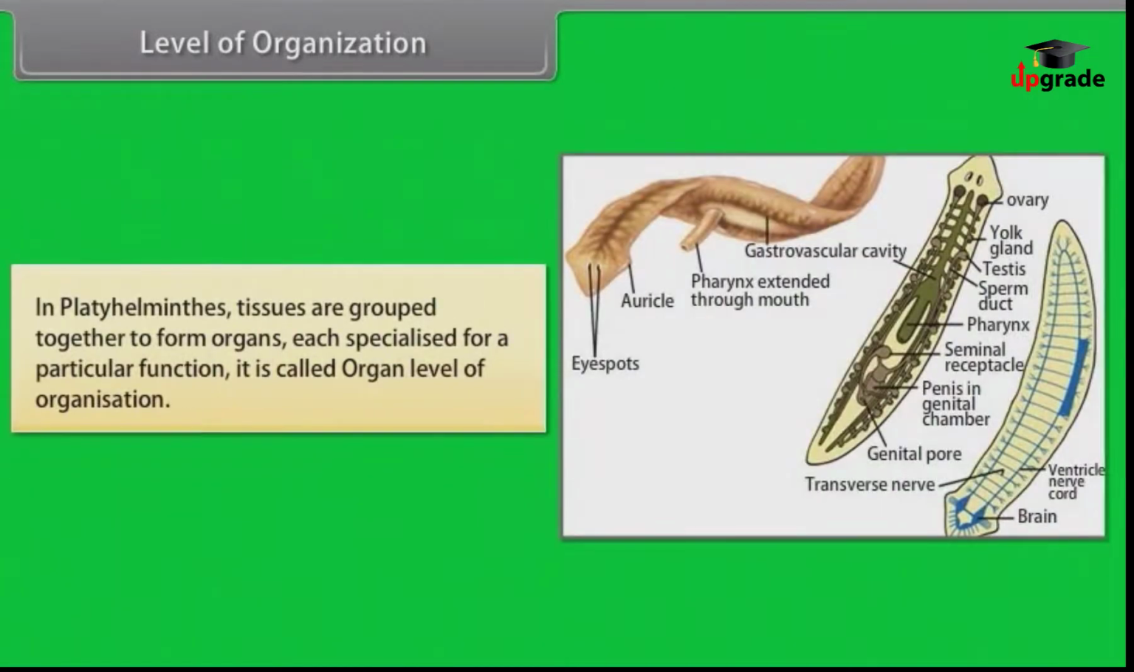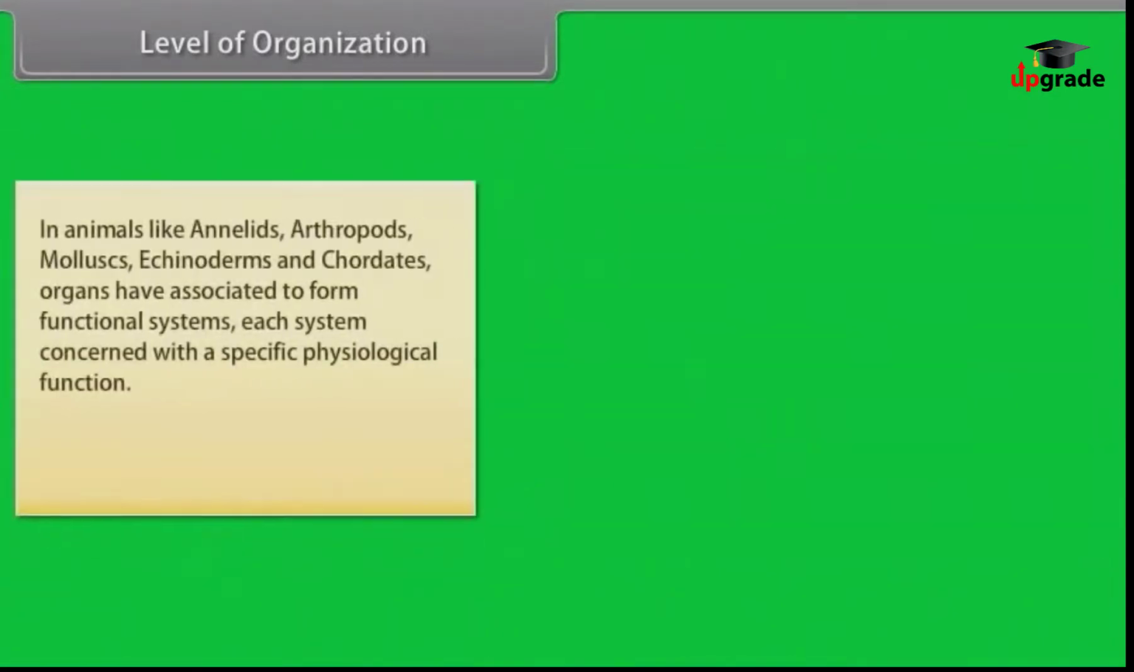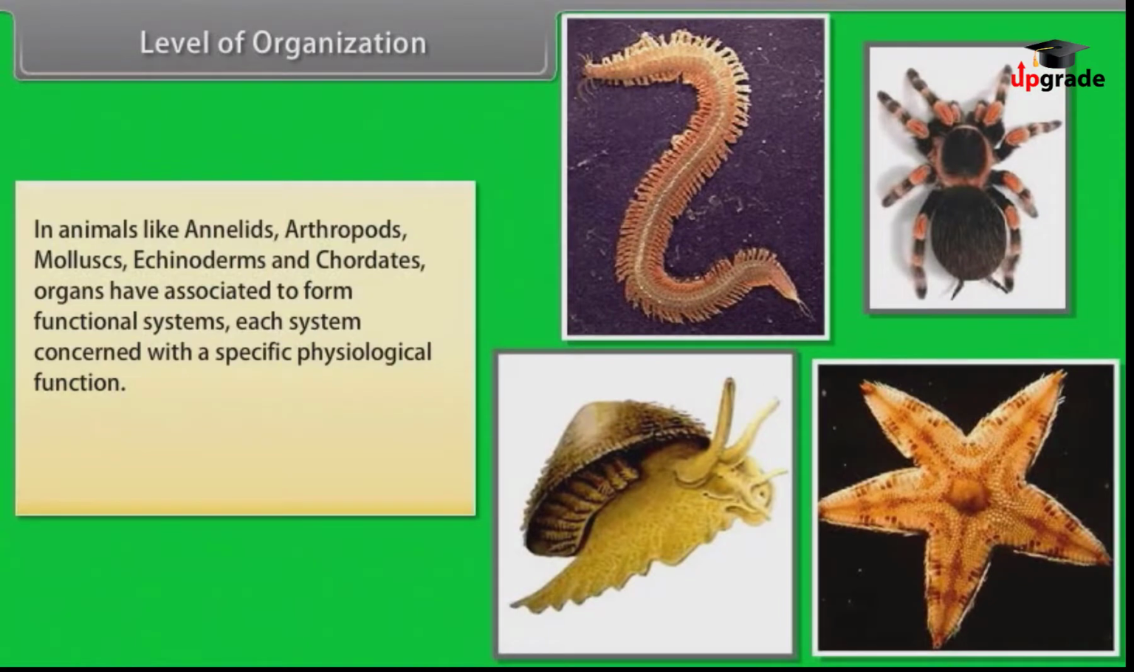In Platyhelminthes, tissues are grouped together to form organs, each specialized for a particular function. It is called organ level of organization. In animals like annelids, arthropods, mollusks, echinoderms and chordates, organs have associated to form functional systems. Each system is concerned with a specific physiological function. This pattern is called organ system level of organization.